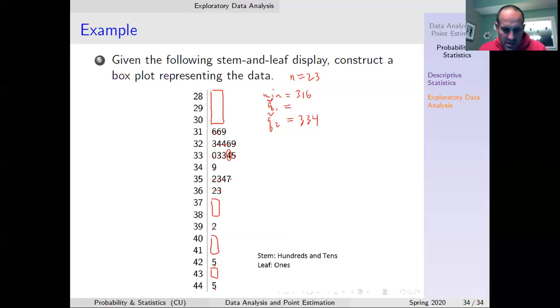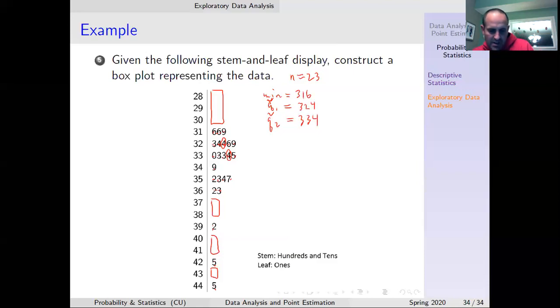There are 11 things, so I want the 6th value. What's the 6th value? 1, 2, 3, 4, 5, 6. So it's that one right there. As you can see, there are 5 below and 5 above that in the lower half of the data. So that's 324.